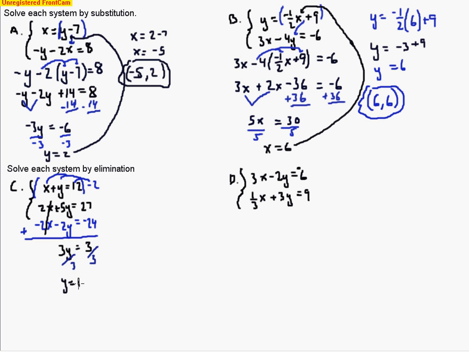Well, we're not done yet. We still need to substitute back in to solve for x. So take that 1, put it in place of y there. Let's rewrite what we've got. x plus 1 equals 12.